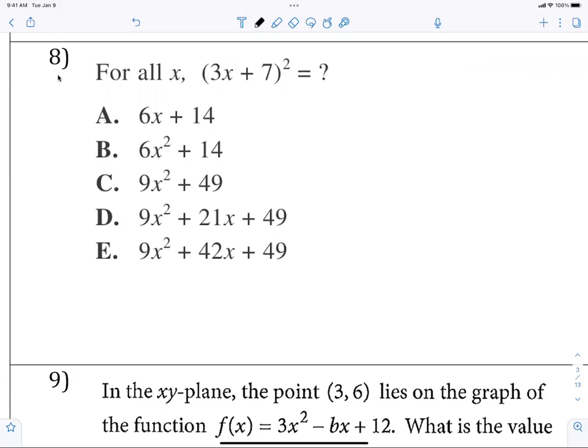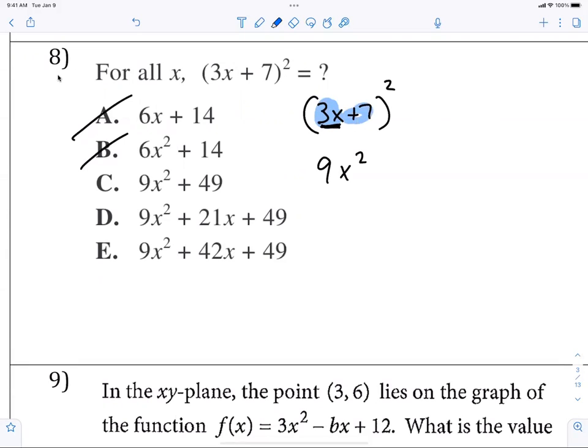Now, remember, there is a technique for squaring a binomial. When you square a binomial, you square the first term. What's the first term? 9x squared. So right off the bat, we can eliminate A and B. Now the middle term, we said there is a pattern. 3x times 7 is what?